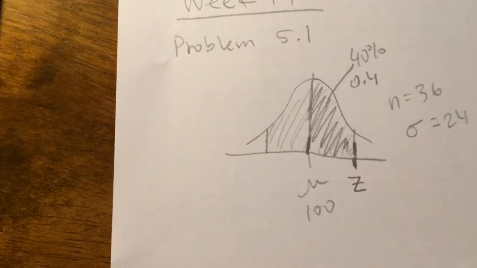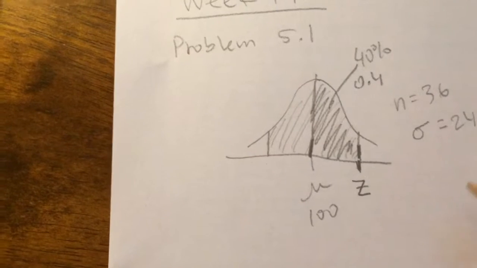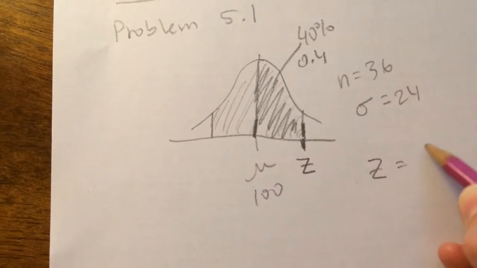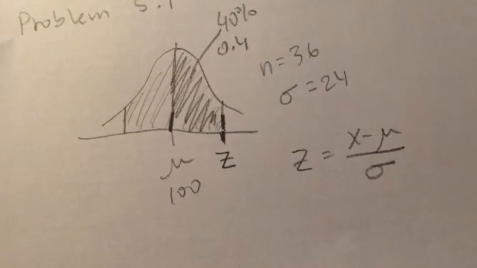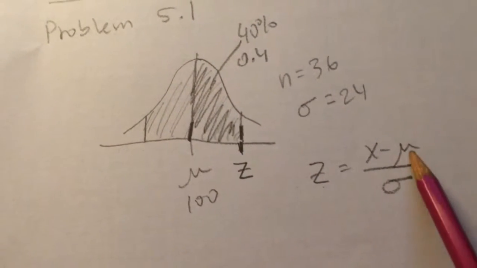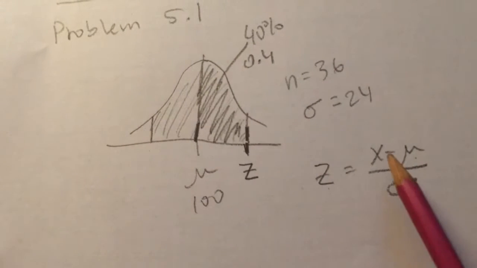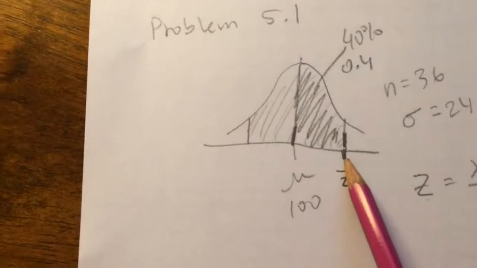So what we need to figure out is, first of all, what's this z value here? So we're going to use the table to find that z value. And then after that, we're going to use the formula for z, and then we're going to plug in our z. We know mu. We know the standard deviation, so we can solve for x. So how do we find this z?